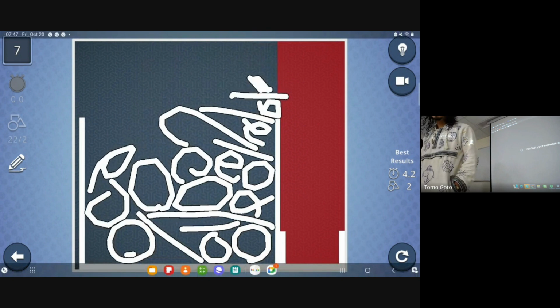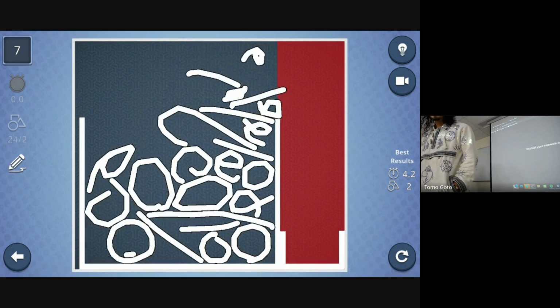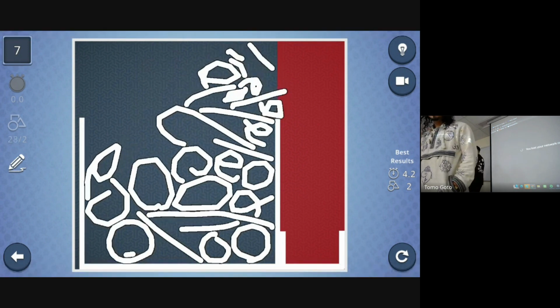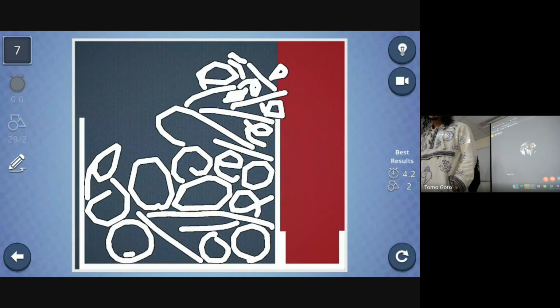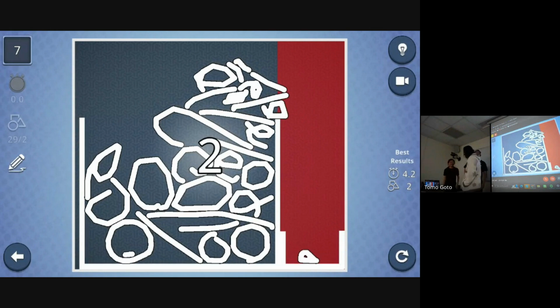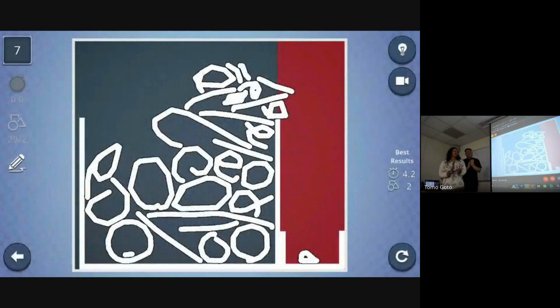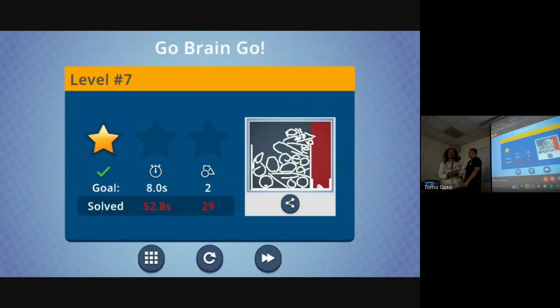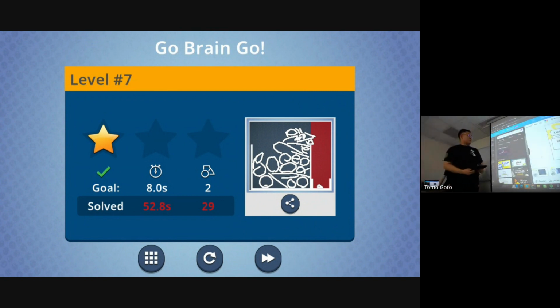This works, right? Okay, almost. So I need something here. Oh, yeah! Succeeded! So that's level 7, and there are other levels.